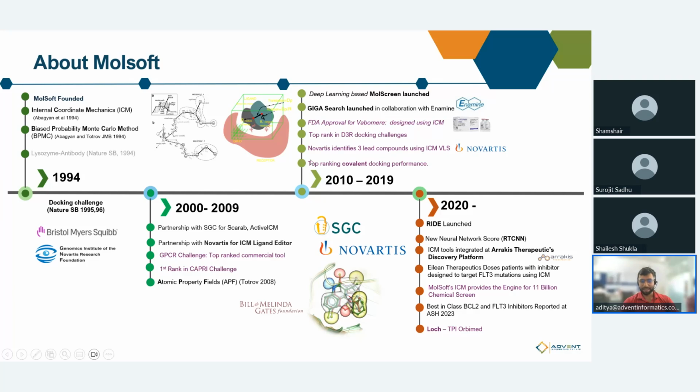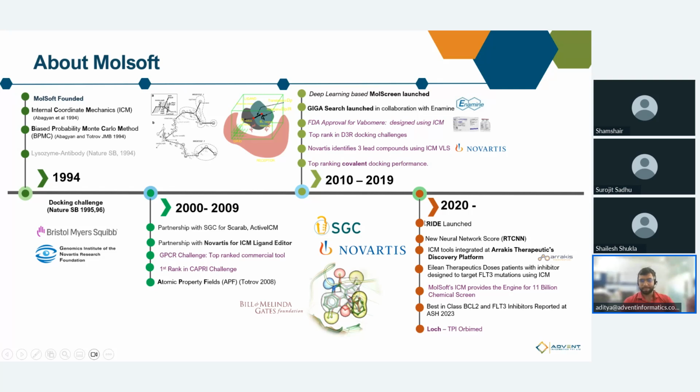In this decade, it was a new era for cloud computing. Novartis undertook 30,000 cores from Amazon clouds, and they did 39 years' worth of computation within 30 hours. As a result, they got 3 lead compounds. Also, there was a covalent docking challenge, and ICM was the top ranking tool among them.